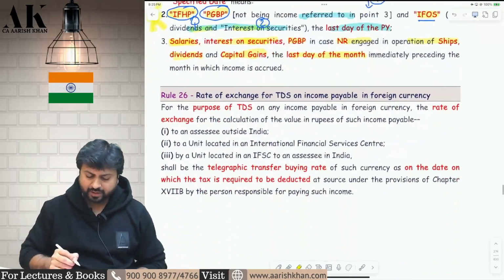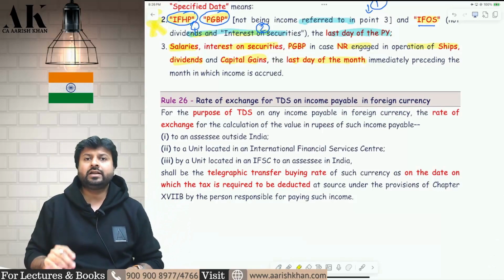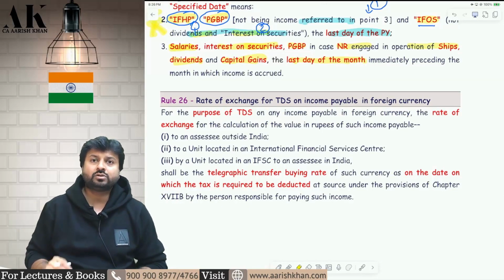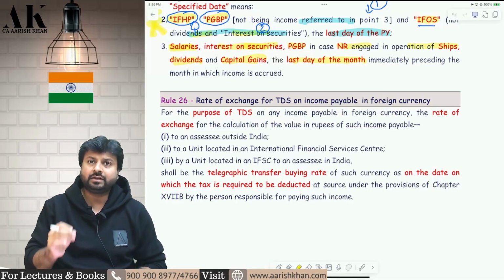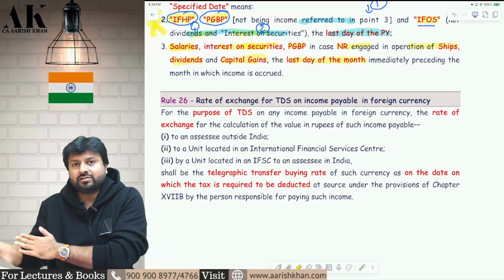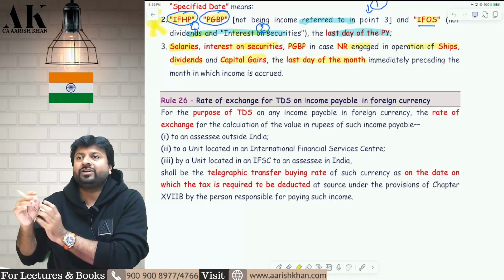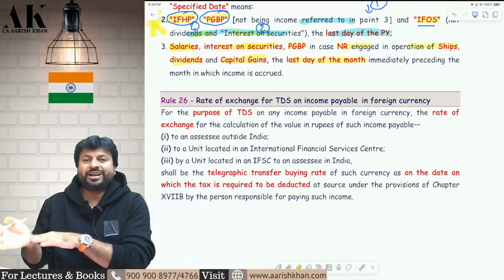Similarly, last point but not least, suppose I am making you a payment, I am in India, you are outside India, and I am making you a payment of $1 lakh. So I am deducting 10% out of it. So $10,000 I have deducted. Now when I pay that $10,000 to the government of India, I also have to convert that into rupees. I cannot give dollars to CBDT. I have to convert that into rupees.